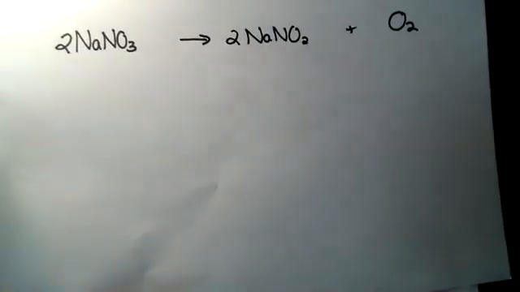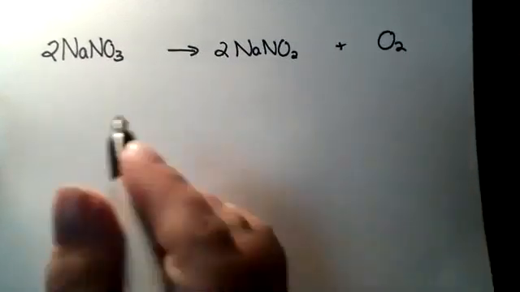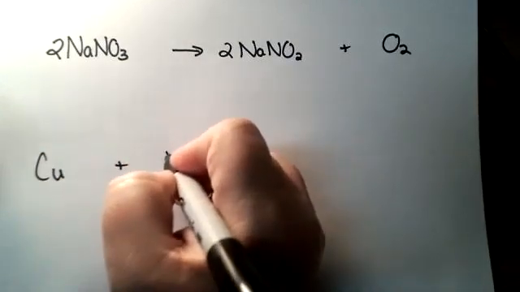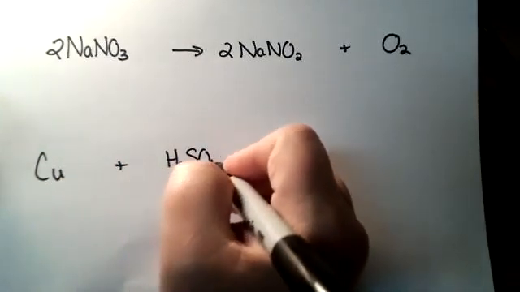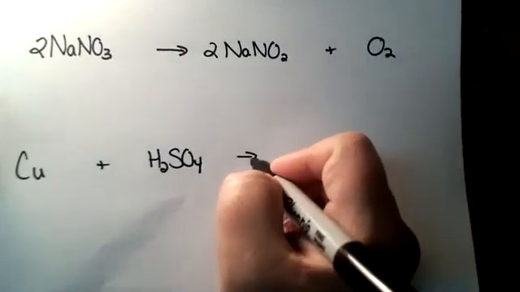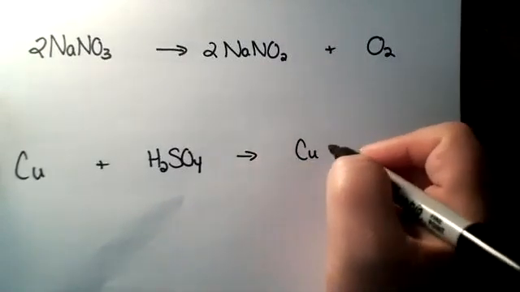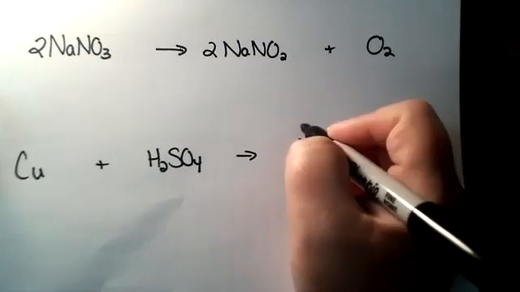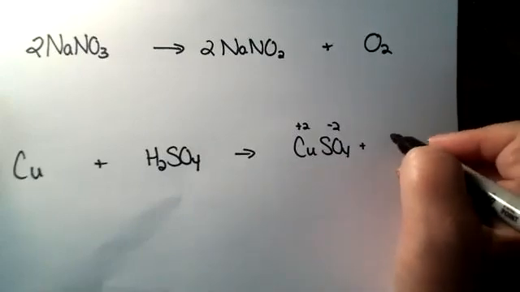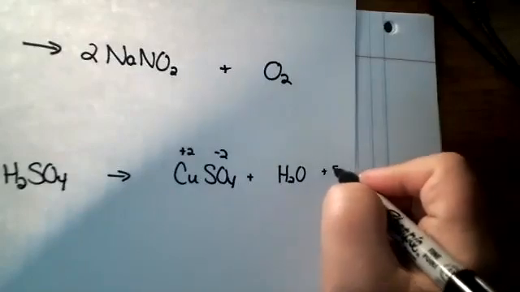So this is a word equation, and they're telling us that copper 2 is reacting with sulfuric acid. So copper is Cu, and then sulfuric acid is H2SO4. And then they tell us that it's going to make copper 2 sulfate. So that's a +2 and a -2, so they're balanced. And then we're going to form water and sulfur dioxide.